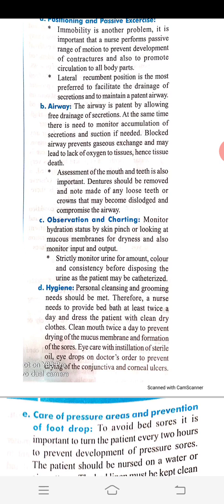And if you see that the eye is not properly cared for, then the eye should be washed with sterile saline. So eye irrigation should be done in order to prevent conjunctivitis or eye inflammation.